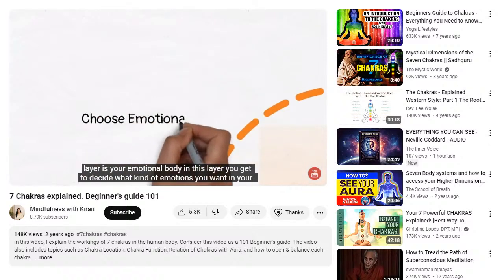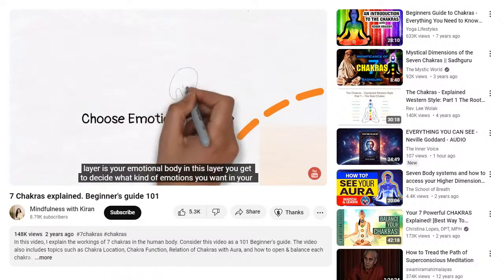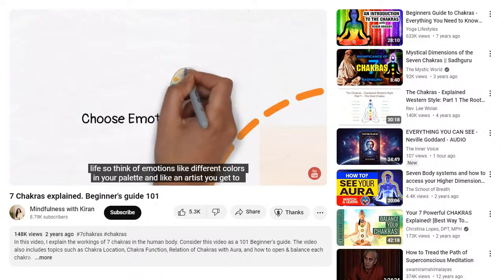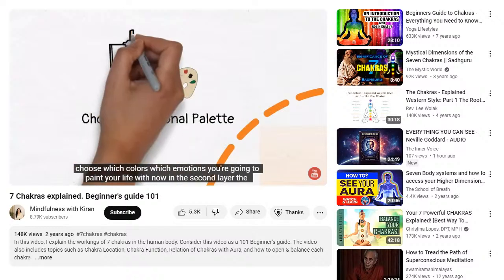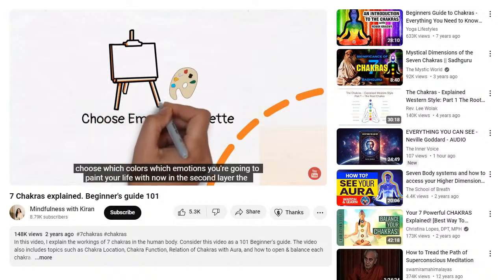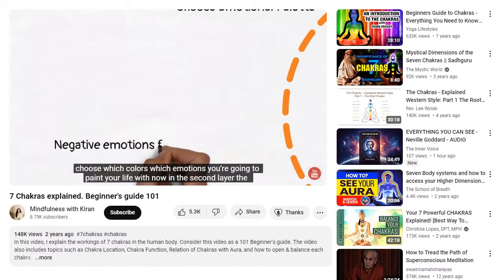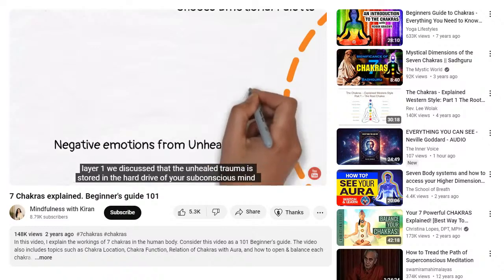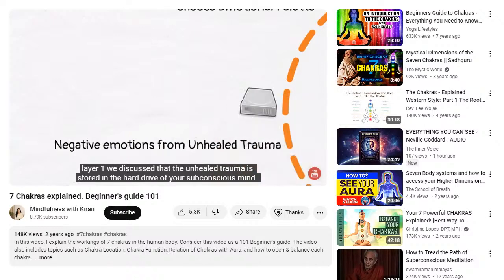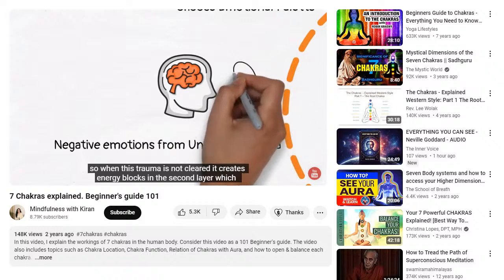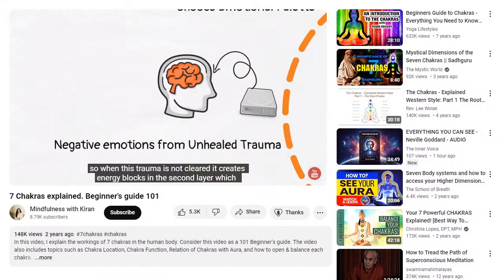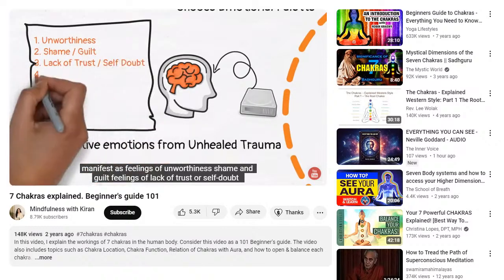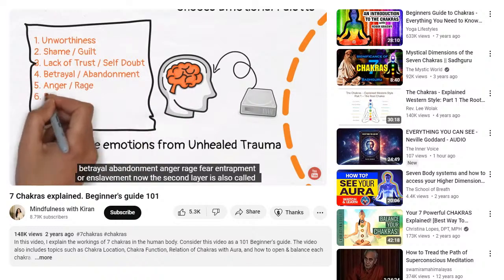Now, since this layer is your emotional body, in this layer, you get to decide what kind of emotions you want in your life. So think of emotions like different colors in your palette. And like an artist, you get to choose which colors, which emotions you're going to paint your life with. Now, in the second layer, the negative emotions are birthed from unhealed trauma. So remember when we were discussing layer 1, we discussed that the unhealed trauma is stored in the hard drive of your subconscious mind. So when this trauma is not cleared, it creates energy blocks in the second layer, which manifest as feelings of unworthiness, shame and guilt, feelings of lack of trust or self-doubt, betrayal, abandonment, anger, rage, fear, entrapment, or enslavement.